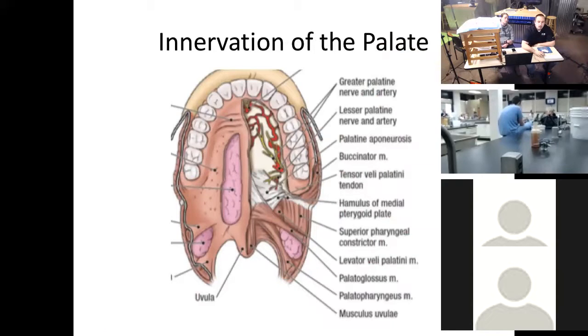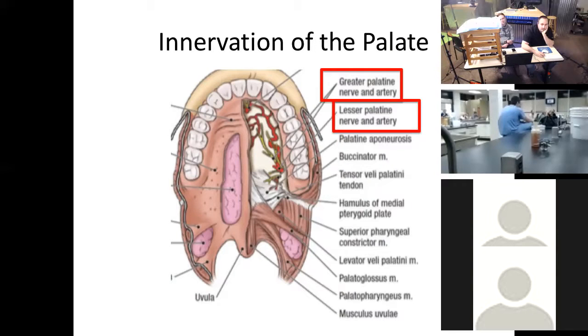So when you look again at the palate, you might notice that the greater palatine nerve and artery are running forward, innervating and supplying the hard palate, as shown right here by the arrow. And then the lesser palatine nerve and artery run backwards to supply the soft palate and the muscles. This is important because during a dental procedure, a dentist can inject anesthesia medication near the greater palatine nerve, which can limit the pain that you feel with the teeth or around the injection site, but it can still allow you to move those muscles of the soft palate.